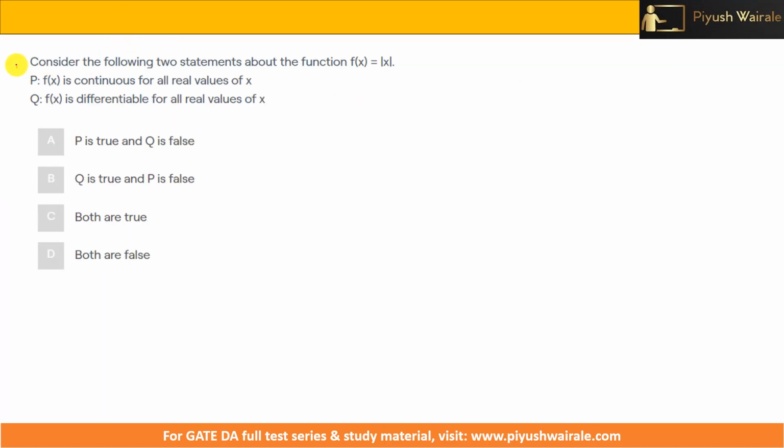Okay, so consider the following two statements about the function f of x equals mod x. So we already discussed this. So P: f of x is continuous for all real values. Yes, P is correct. What about Q? f of x is differentiable for all real values. No, this is not correct because it is not differentiable at x equals 0, right? So P is true and Q is false. So option A is correct.